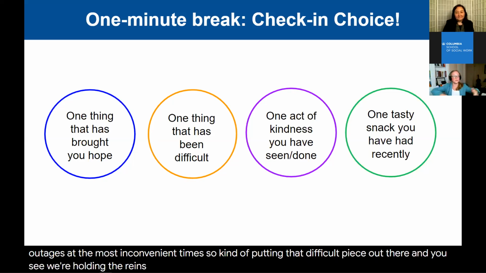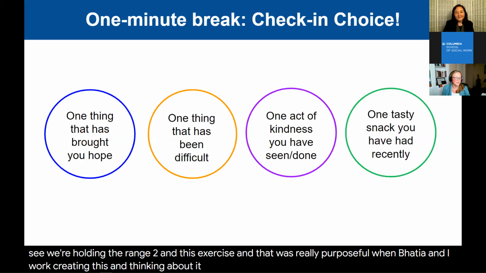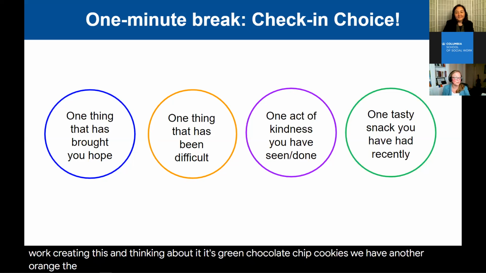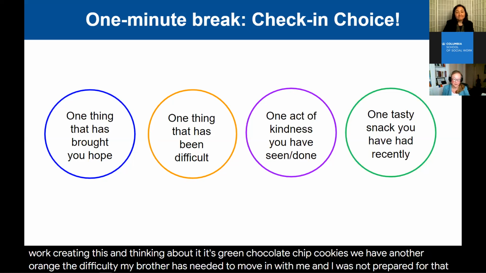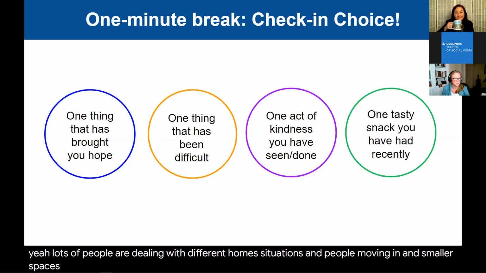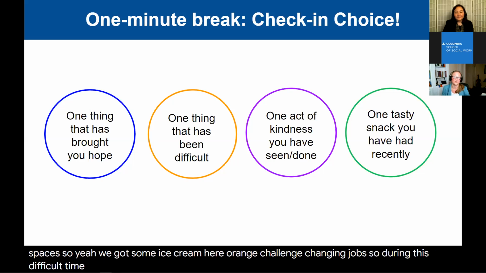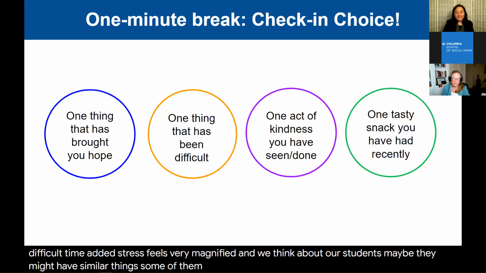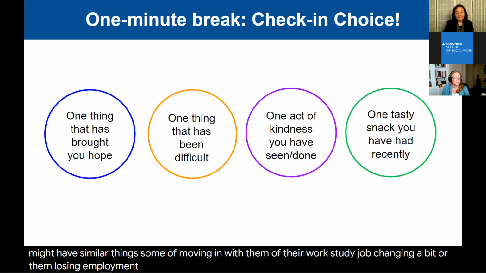And you see we're holding the range too in this exercise. That was really purposeful when Matthea and I were creating this. Let's see here, we have green, chocolate chip cookies. We have another orange, the difficulty: my brother has needed to move in with me and I was not prepared for that. Yeah, lots of people are dealing with different home situations and people moving in and smaller spaces. We got some ice cream here. Orange, challenge changing jobs. So during this difficult time, added stress feels very magnified. And we think about our students, maybe they might have similar things of someone moving in with them, their work study job changing a bit, or them losing employment.